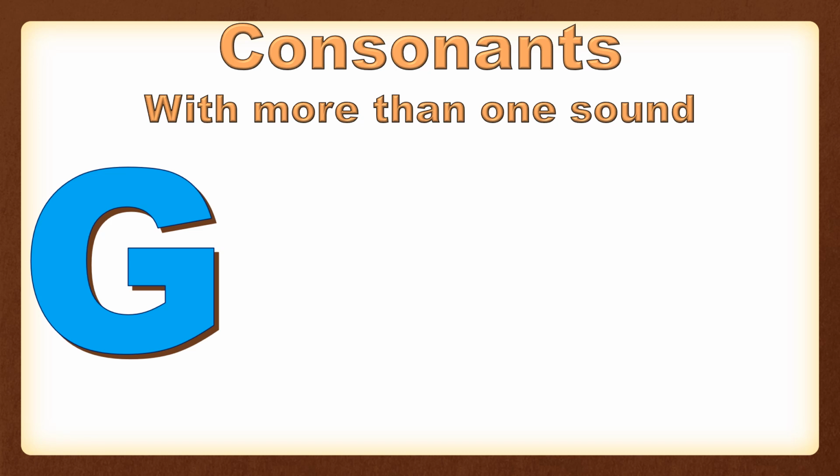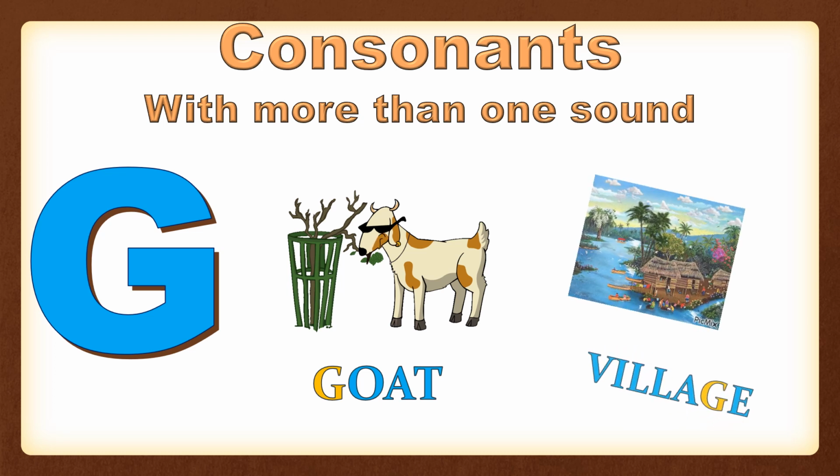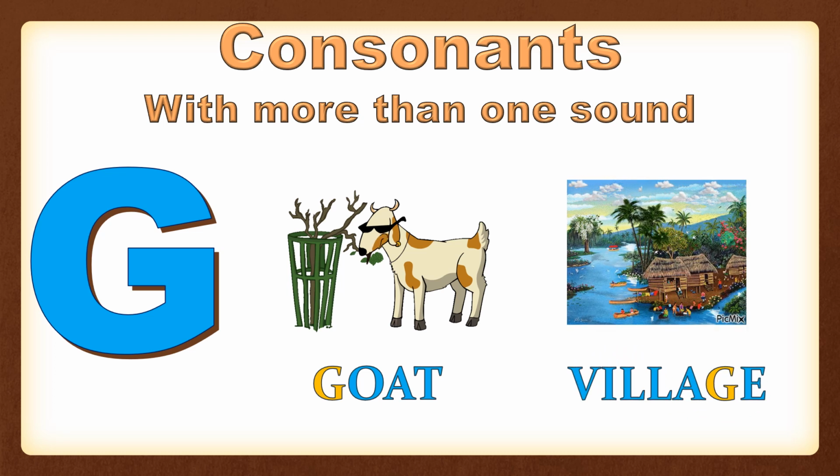The next one is Mr. G. Say hi to Mr. G. So Mr. G, which all sounds do you make? G says G as in good. G also says J as in village. So G makes two sounds. One is G and the other one is J.